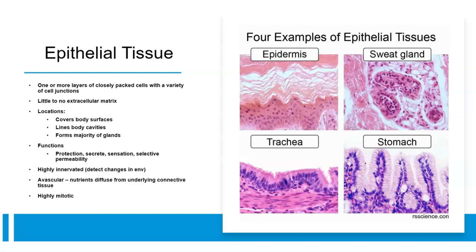So how do they get their nutrients? How do they metabolize and do what they need to do? Well, they get all of that by diffusion from the tissues that lie underneath the epithelial tissues. Now, we'll see this really well when we start talking about the skin in our next chapter.